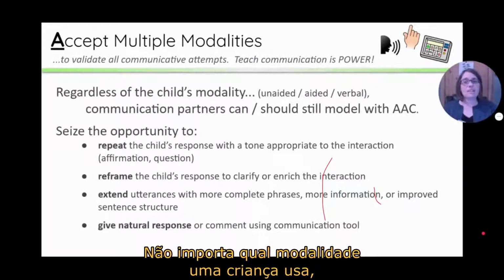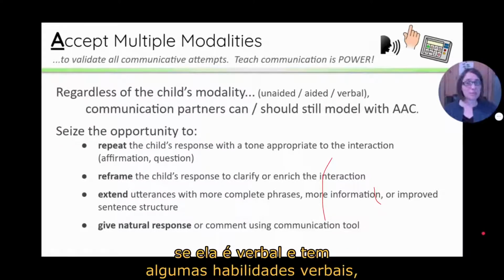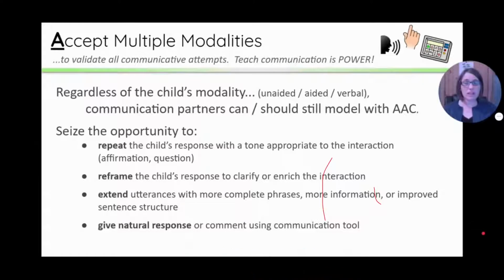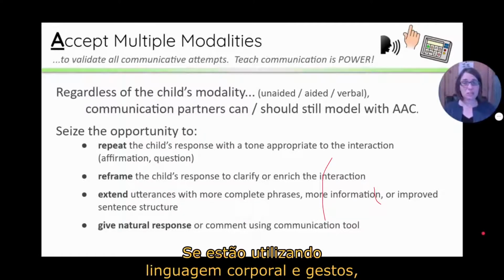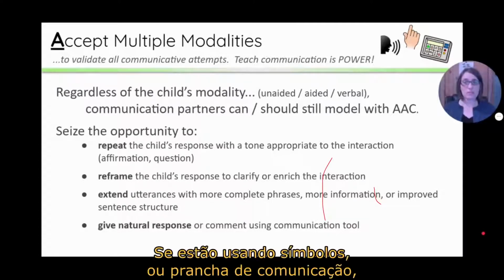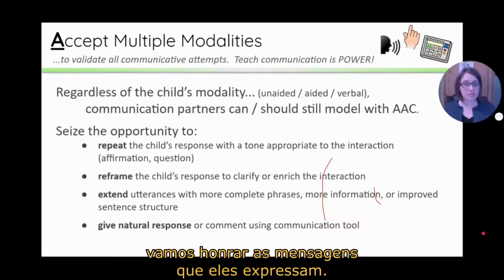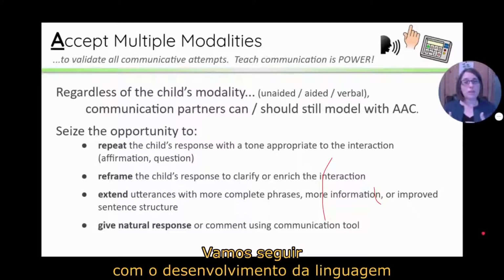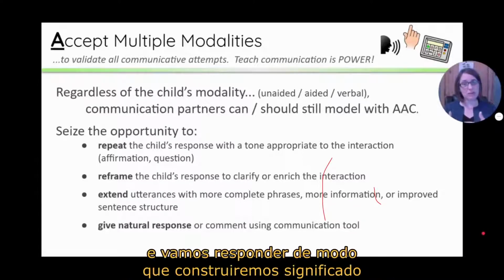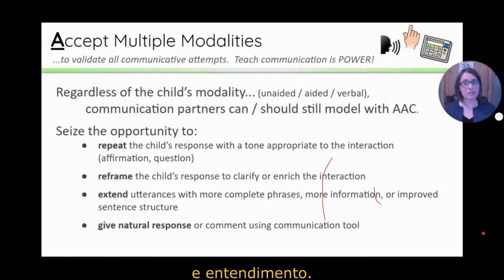Here's the thing. It doesn't matter what modality a child uses. If they are verbal and have some verbal skills, we're going to honor their verbal communication. If they're using body language and gestures, we're going to honor their gestures. If they're using symbols or a communication board or a high-tech device, we're going to honor the messages that they express. And we are going to follow language development, and we are going to respond in such a way that we are building their meaning and their understanding.